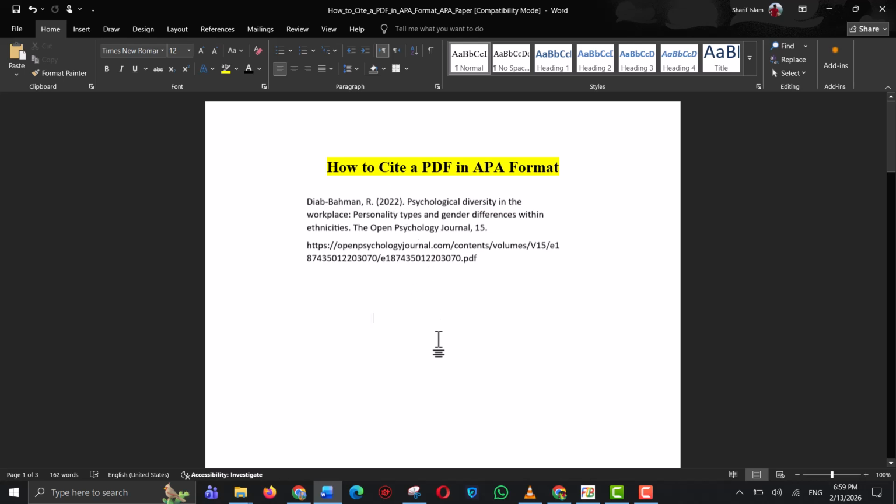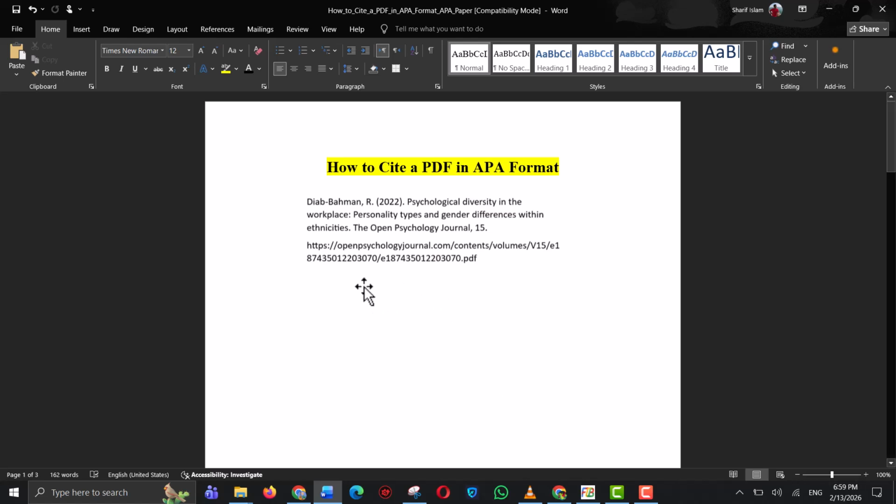Step 4. Add the publication date next, placing it in parentheses right after the author name as required by APA style. The date shows how recent the information is and is essential for academic credibility. Step 5. Include the page number if you are citing a specific part of the PDF, especially for direct quotes or detailed references.